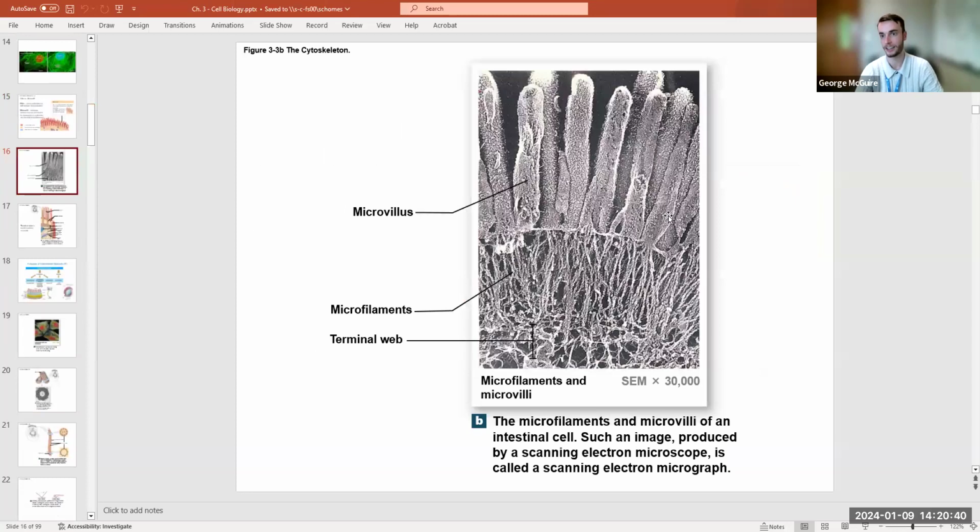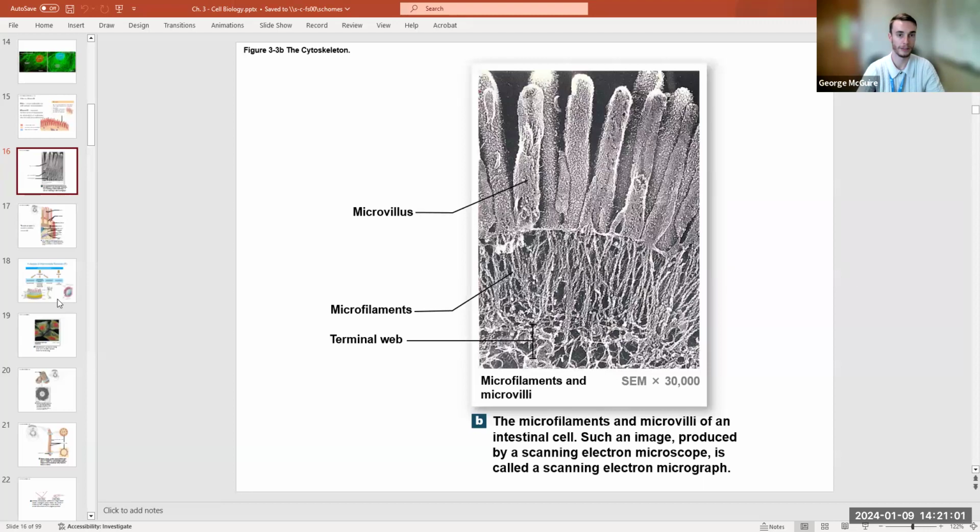So here's a look at another microscope image. In this case, we're looking at microvilli sticking out. So again, we have these microfilament actin protein fibers sticking through the plasma membrane, extending that plasma membrane. And something that's shown well here is what is called the terminal web.